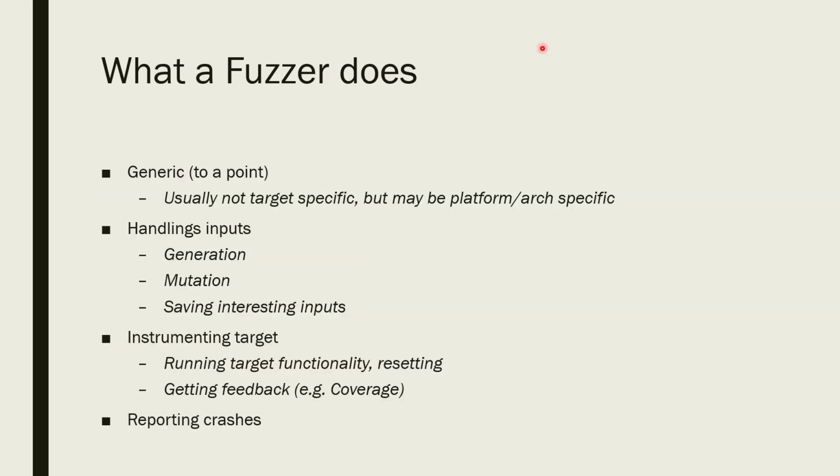Now we're going to look at some of the terminology. I'm going to use words like fuzzer and harness, and we're going to clarify what I mean by those. When I'm talking about a fuzzer, I'm generally talking about something generic to a point. It's usually platform or architecture specific, like it might be specific to Windows, or to ARM or x86, but it's not generally target specific.